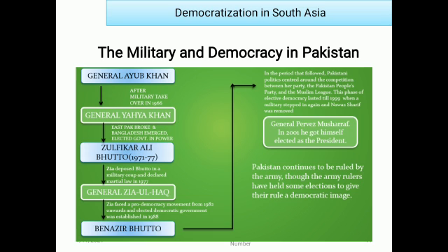They are showing that because elections are held, that is why they say that there is a democracy.